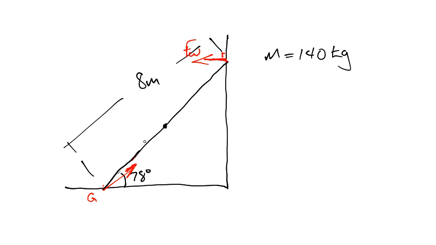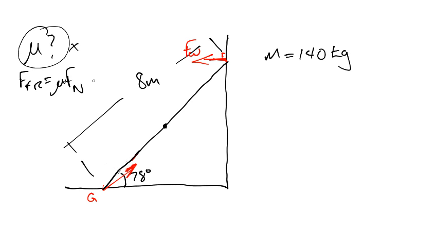Now, you'll notice that in addition, I have not drawn an angle. Is there a mu? There is not. The reason there is no mu is because this is not a maximum situation. The ladder is not on the verge of slipping. So we cannot use this equation, because it is only for the situation where the ladder is just on the verge of slipping. So how do we do this?